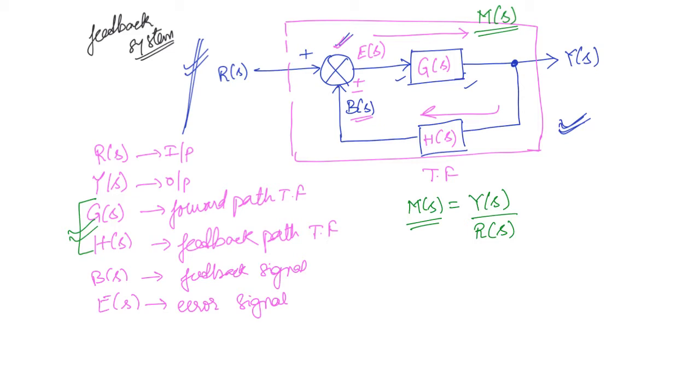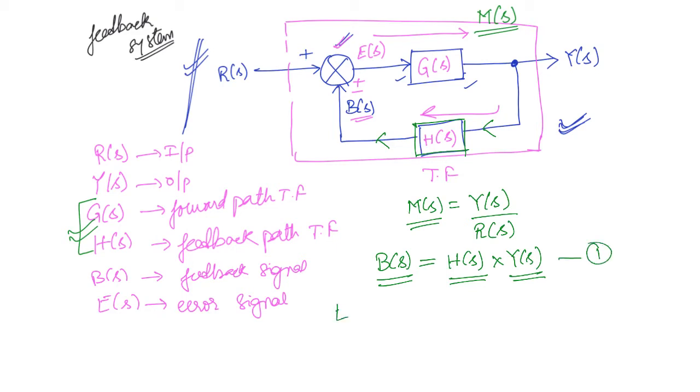First, if you consider the feedback signal B of S, this will be equal to H of S into Y of S, right? Because for this block H of S, the input is Y of S and output is B of S. So output B of S will be equal to the transfer function of the block, which is H of S, and input to the block, which is Y of S. Okay, this is one equation.